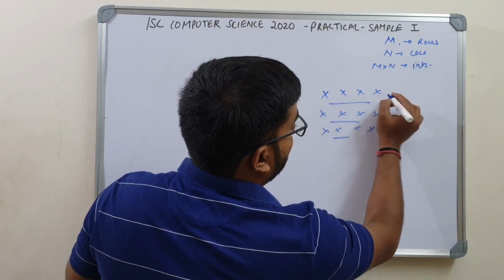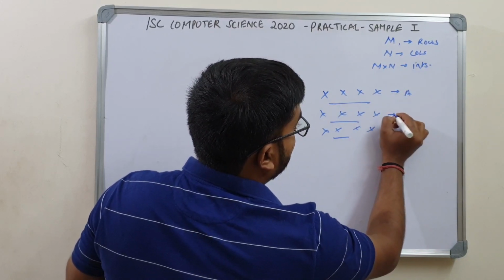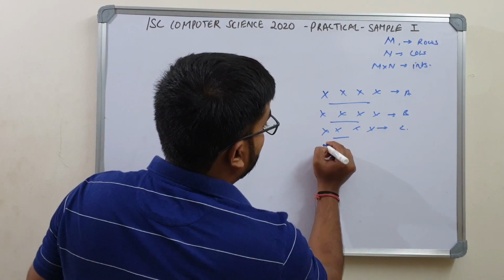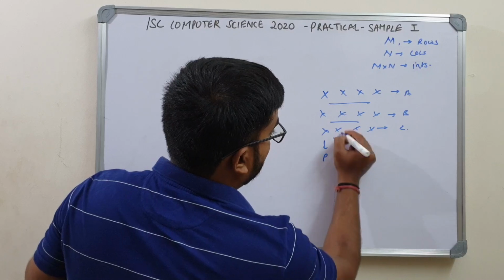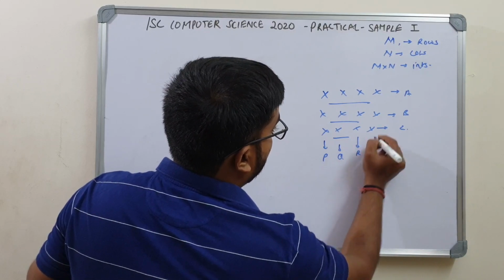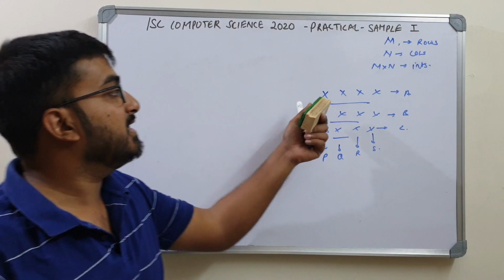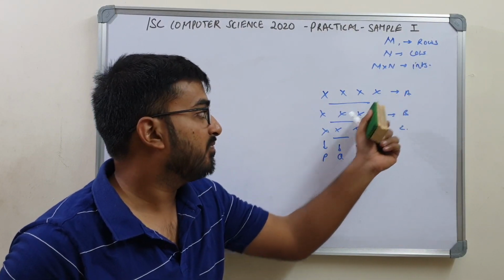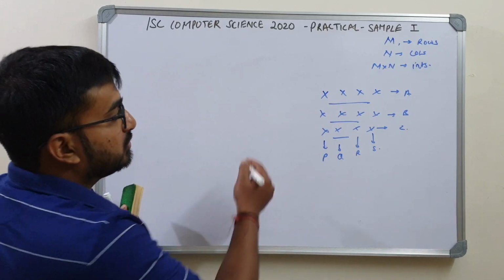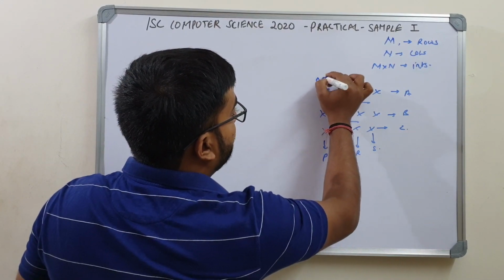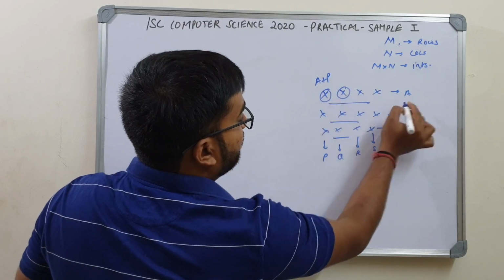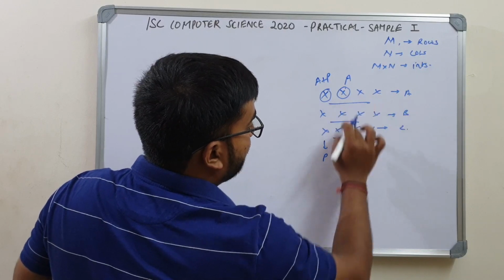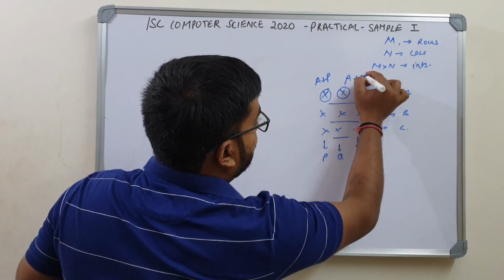Suppose the sum of this row is a, sum of this row is b, and sum of this row is c. Then you have to find the sum of each column, which you can take as p, q, r, s. To each element of this 2D matrix you have to add the corresponding row sum and the corresponding column sum. So to this element x you will add a plus p, and to this element you will add a, which is the sum of this particular row, and q, which is the sum of this particular column.